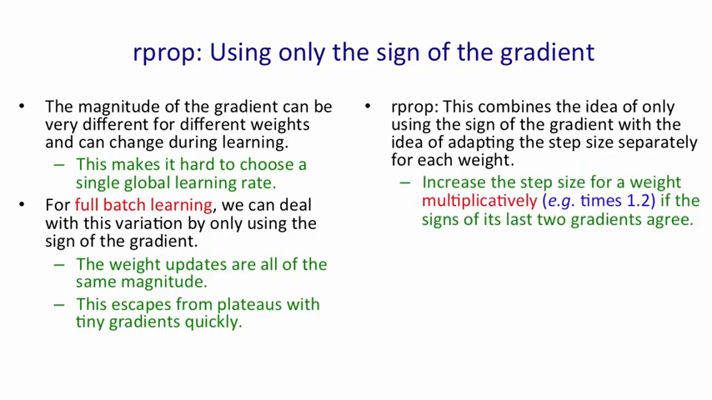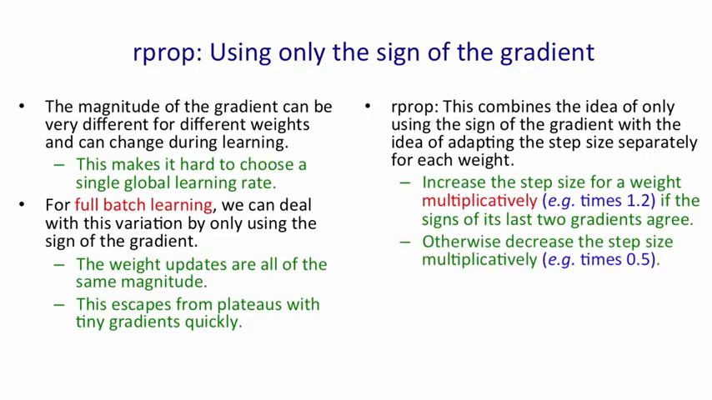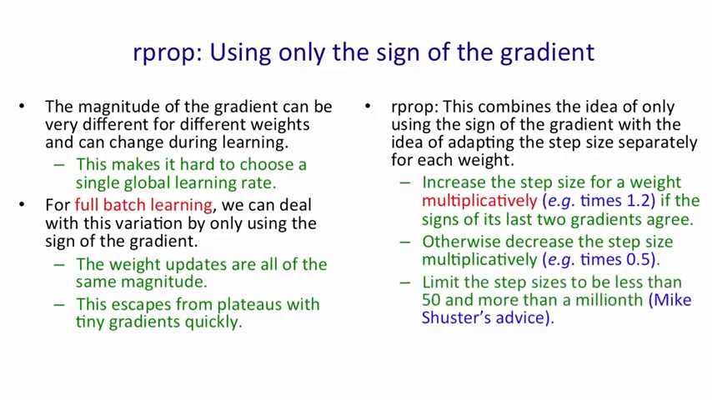So we increase the step size for a weight multiplicatively, for example by a factor of 1.2, if the signs of the last two gradients agree. This is like in Robbie Jacobs' adaptive weights methods, except that we're going to do a multiplicative increase here. If the signs of the last two gradients disagree, we decrease the step size multiplicatively. And in this case we'll make that more powerful than the increase so that we can die down faster than we grow. We need to limit the step sizes.